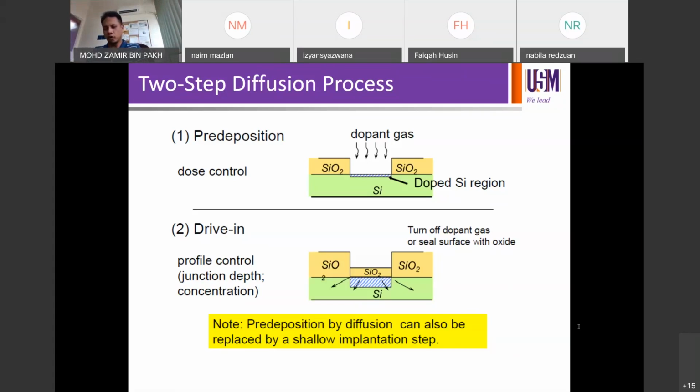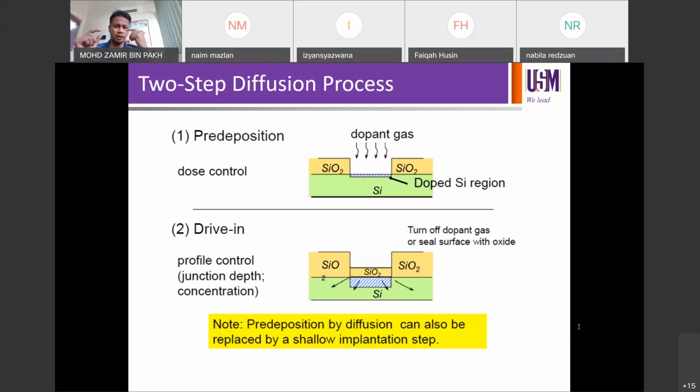So normally, not necessarily, normally, we do our diffusion process in two steps. The first one is called pre-dep or pre-deposition, where you deposit your phosphorus on the surface of your silicon, or we call this a constant source diffusion step. So where you supply your phosphorus, for example, from POCl source onto the surface of your silicon at quite a high temperature, for quite a short time, right? So this is mainly for dose control.